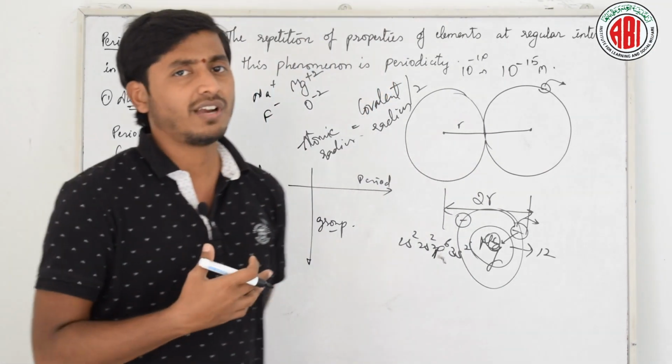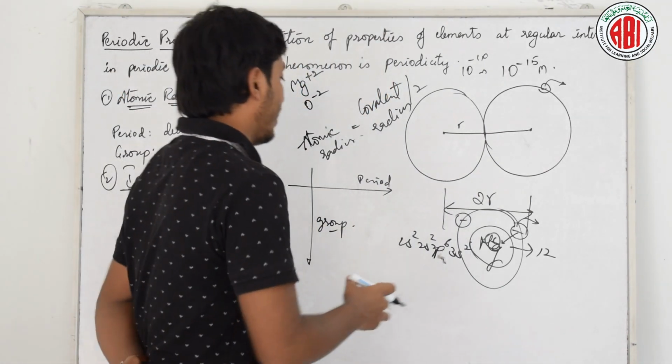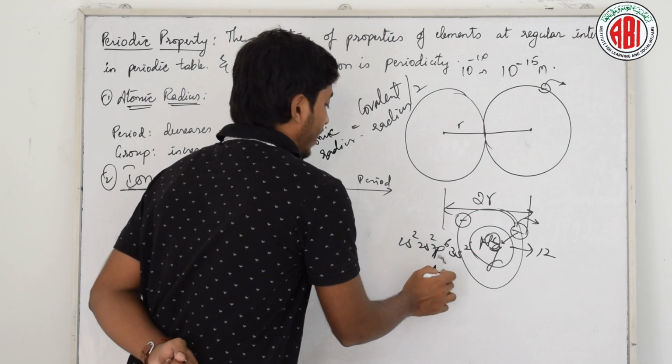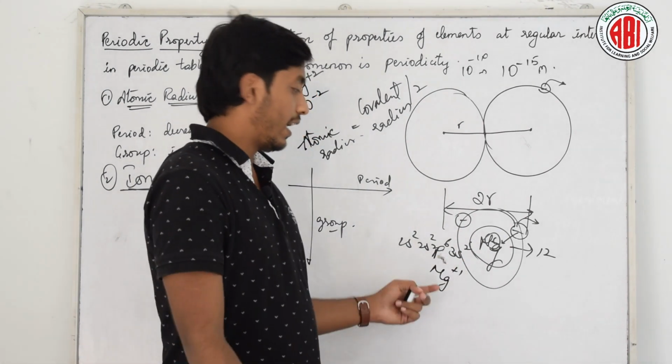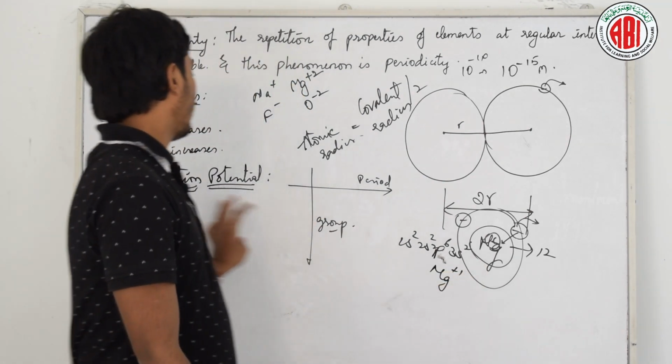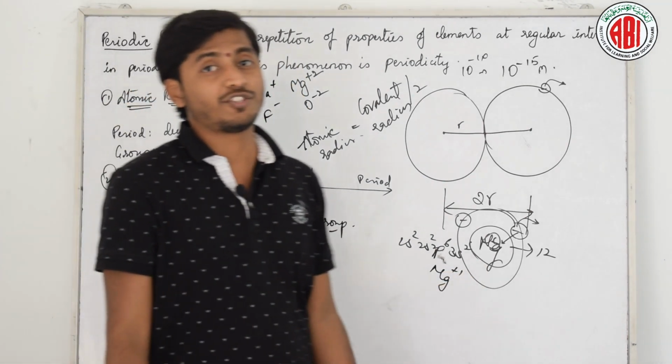Finally we can define ionization potential as the minimum energy required to remove an electron from the outermost orbital. Why is it called ionization? Because if I remove an electron from Mg, it becomes Mg+. Isn't it? Is it not an ion? That's why, in order to make an ion, we can call it ionization potential.